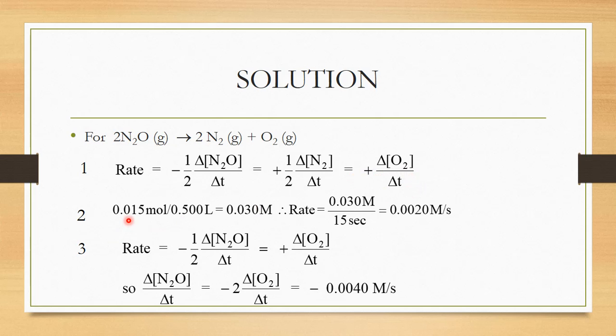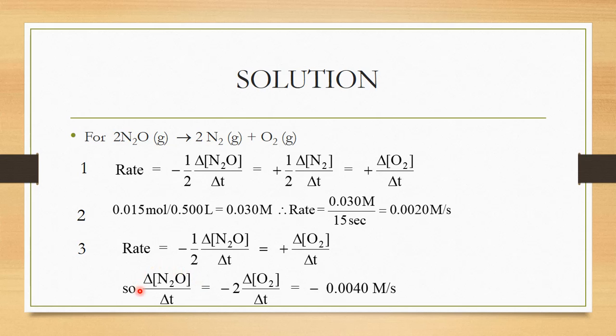Now what was given to us? It was given to us 0.015 moles in 0.500 liters. So this comes to be 0.030 molar. So what will be the rate? Rate will be change in concentration upon time interval. So it will be 0.0020 molar per second.